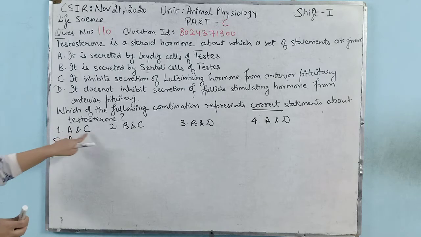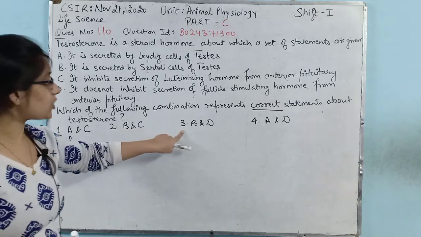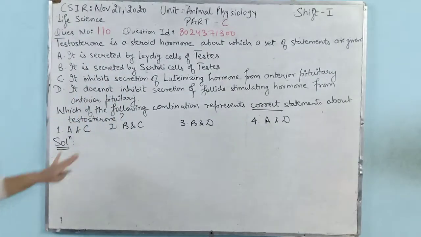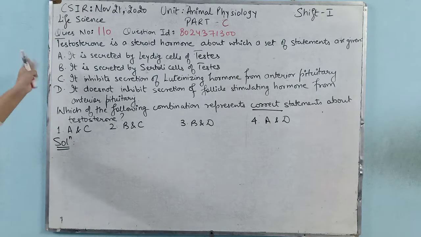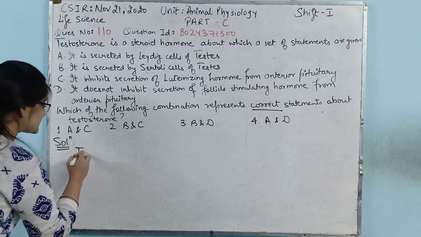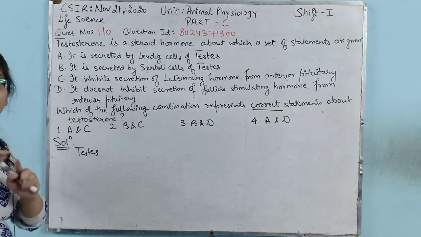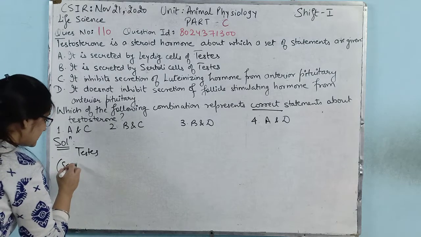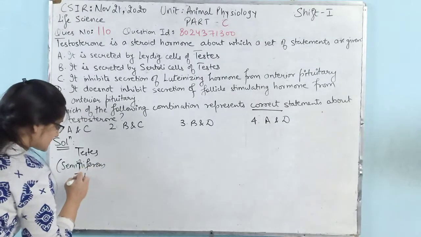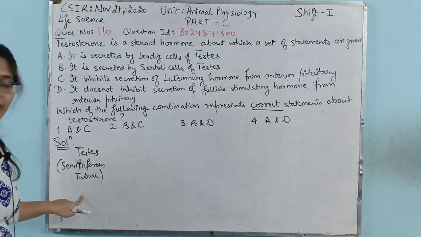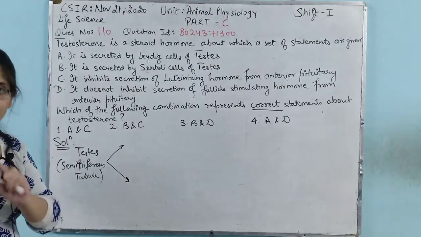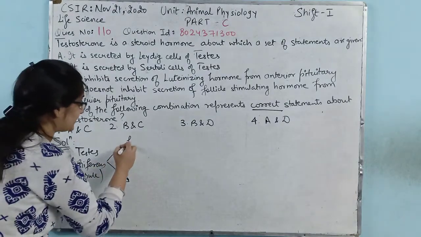And first option is A and C, second option is B and C, third option is B and D, fourth option is A and D. So to choose the correct statement, first we will discuss the A and B statement, which deals with the Leydig cell and the Sertoli cell of testis, right? So testis, it is the main male reproductive organ which has seminiferous tubule as its structural unit, right? The seminiferous tubule, this is the one which as the endocrine part consists of two different types of cell.